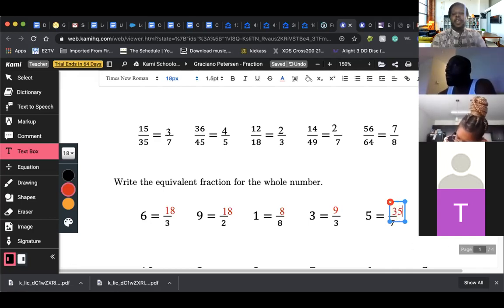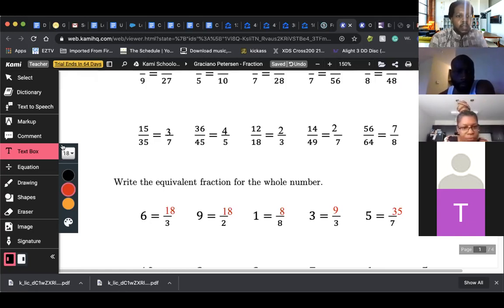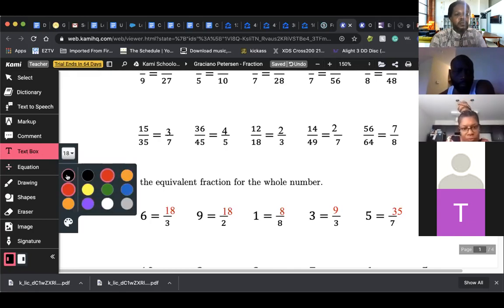35. And 8 times... It still did not fix it, Mr. G. I don't know what went wrong. So when you go back to text box, choose also the color. Choose black or something as well, and then maybe that'll help.